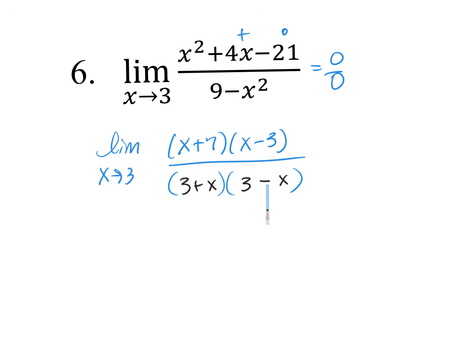Can these cancel? No, because this one has a positive x, that's a negative x. That's a negative 3, that's a positive 3. But could I do something to this to make it match that? How could I rewrite this? Let me just give you an example.